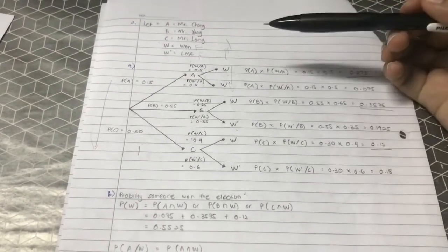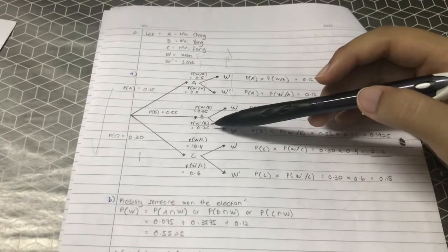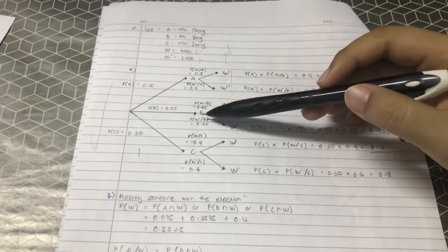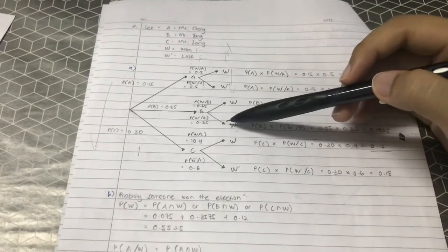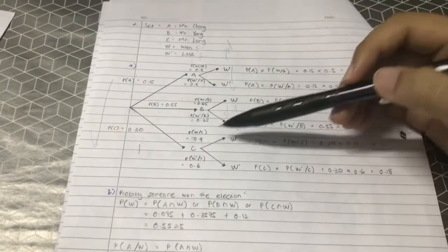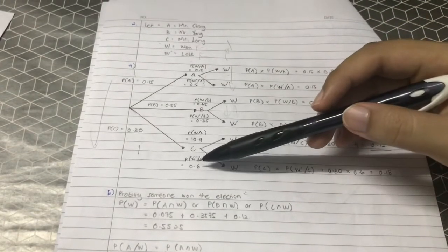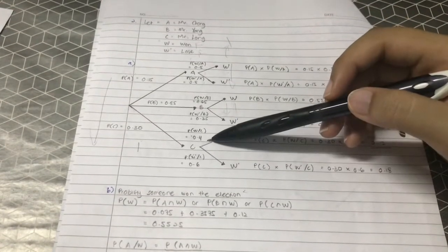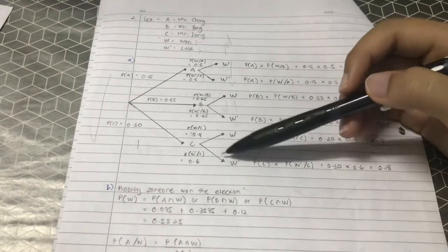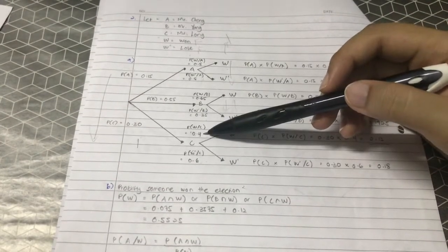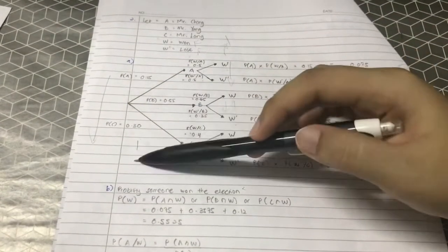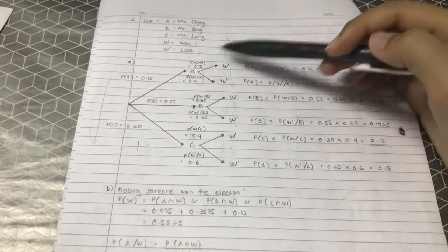So for B, the probability of Mr. Yang to win is 0.65. Meanwhile, the probability for Mr. Yang to lose is 0.35, because this plus this becomes 1. For C, the probability for Mr. Long to win is 0.4, and on the other hand, the probability for Mr. Long to lose is 0.6. So 0.4 plus 0.6 also becomes 1. So here must be 1, and each section must be 1 also.